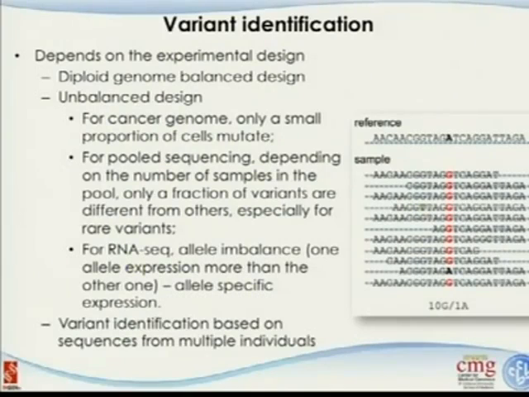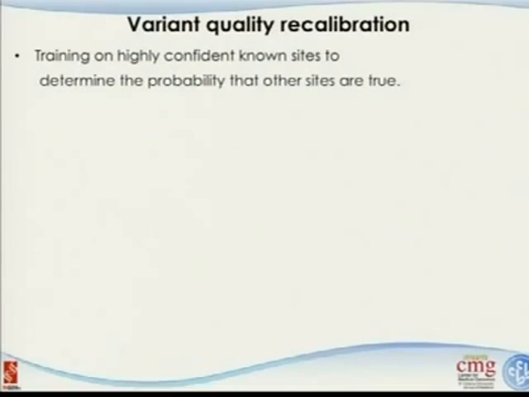And variant identification based on sequencing from multiple individuals is another type, but you don't have to; if you're interested, you can look at it. I'm not going to test on that. Any questions so far? So this is variant identification.